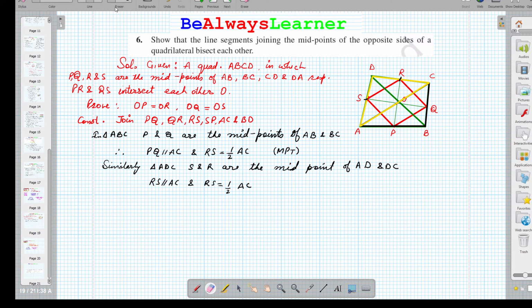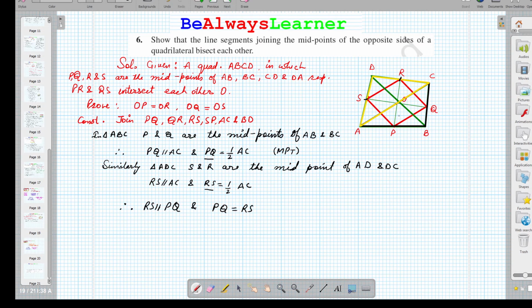So there is a little mistake. This is not RS, because we were considering this line, so this is PQ. So PQ is equal to half of AC. Now RS is equal to half of AC. Now if these two are there, then we can relate these two. This RS is parallel with PQ, and this PQ is equal to RS.